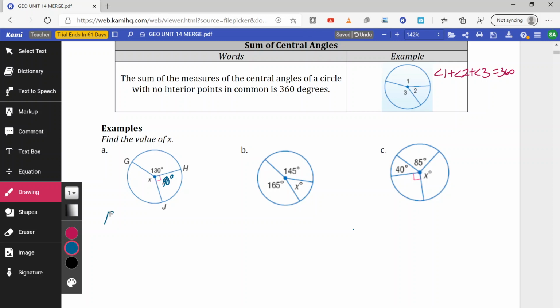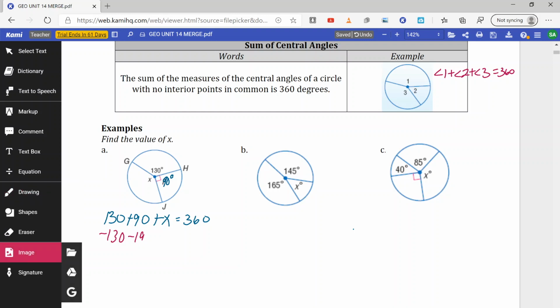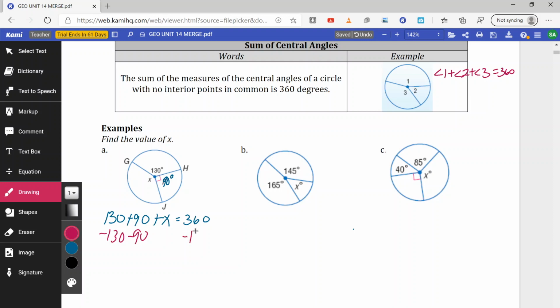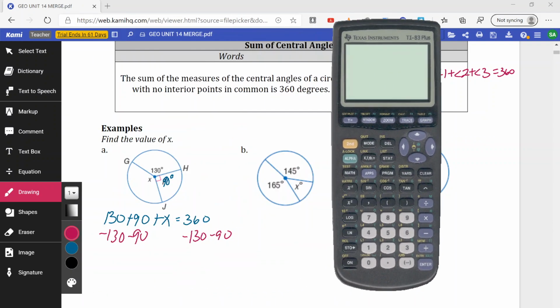If I add these three angles, I'm going to get 360 degrees. So to figure out what x is equal to, I have to subtract 130 and 90 from each side. So I'm going to do 360 minus 130 minus 90, and we can use the calculator if we want to. So x is going to be 140 degrees.